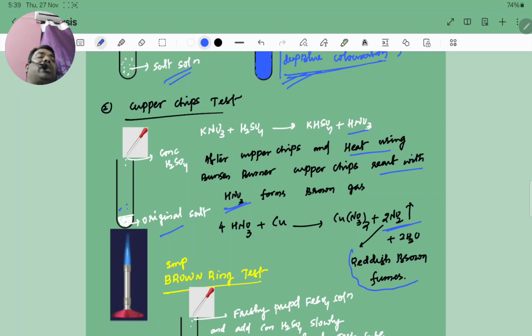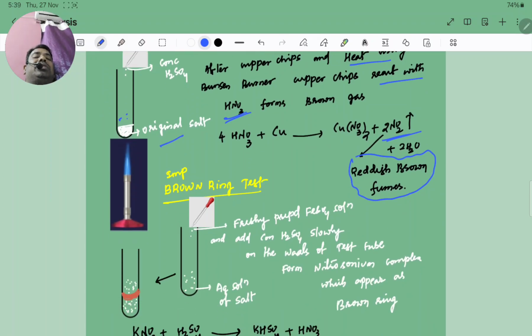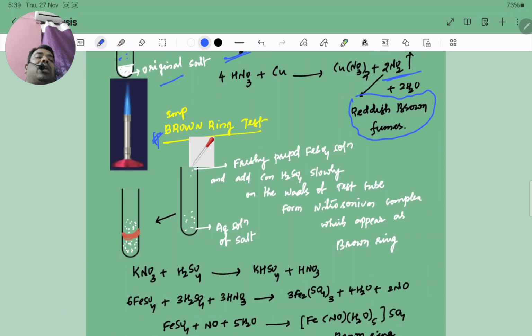Reddish brown fumes are coming, that indicates NO2 is released, right? Right. Next, very important reaction, student. This is the brown ring test, student, right? Now look at this, student, this is the most important reaction, right?